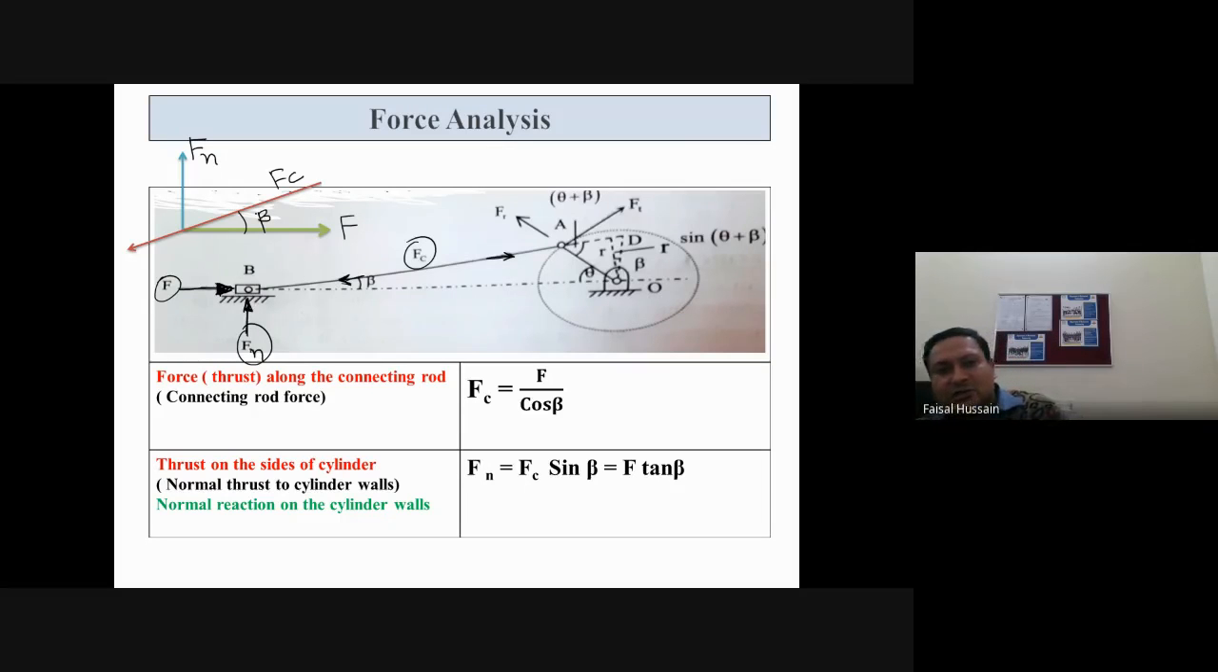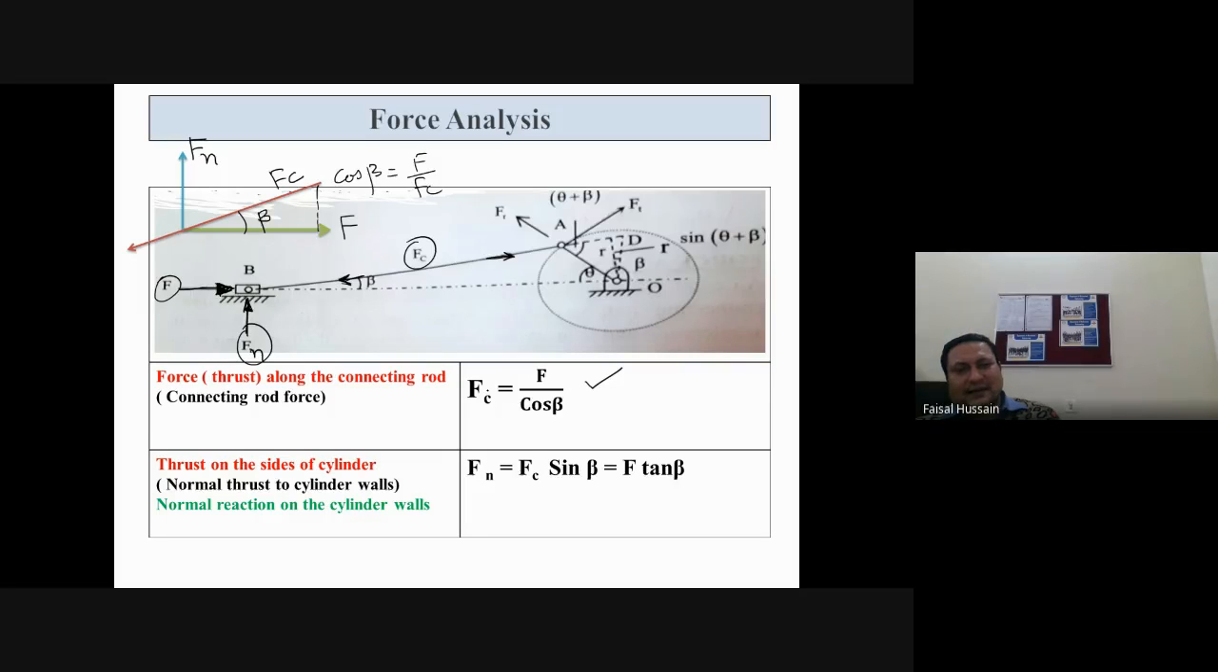Beta. And if I use trigonometry, what is cos beta? Cos beta will be adjacent upon hypotenuse. Adjacent will be your F and hypotenuse will be your Fc, if this is your triangle. So what is cos beta? Cos beta will be F upon Fc. So what will be Fc? Fc will be F upon cos beta. And F upon cos beta is your force or thrust acting along the connecting rod, and it is also known as connecting rod force. Now second is your Fn. Fn is your thrust on the sides of the cylinder.